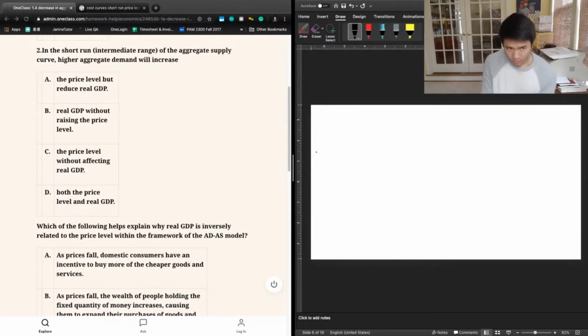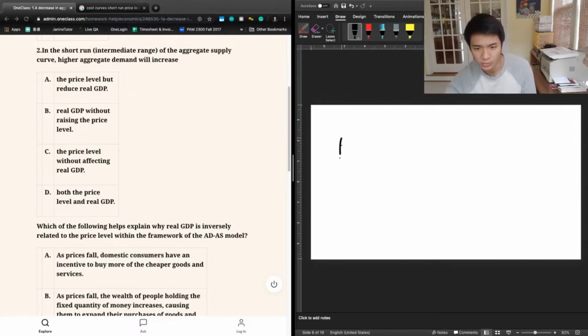Number 2, in the short run or intermediate range of the aggregate supply curve, higher aggregate demand will increase A, the price level but reduce real GDP, B, real GDP without raising the price level, C, the price level without affecting real GDP, or D, both the price level and real GDP. And so again, the intermediate range of the aggregate supply curve is going to be the sloped range.